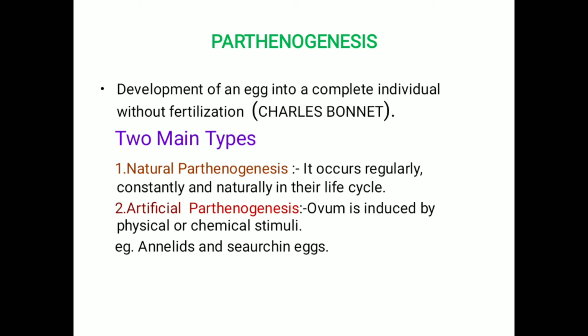Parthenogenesis: development of an egg into a complete individual without fertilization, discovered by Charles Bonnet. It is classified into two main types. First one, natural parthenogenesis: it occurs regularly, constantly and naturally in their life cycle. Artificial parthenogenesis: the ovum is induced by physical or chemical stimuli. Example: annelids and sea urchin eggs.